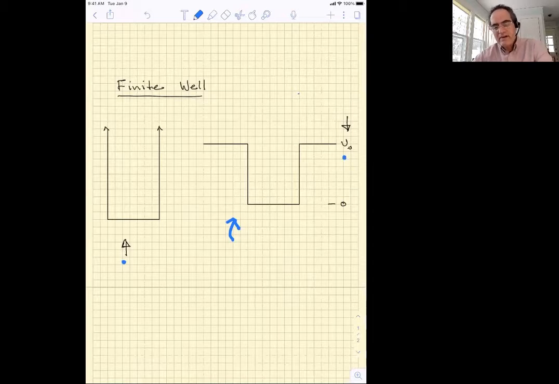And what that's going to turn out to mean is that in the finite well, the particles won't be strictly confined to the well. They'll be able to kind of leak out into the barrier regions a little bit. And that's really interesting. But it's a little harder to describe. So you'll see this problem is more complicated than the infinite well problem that we talked about last time. Okay?